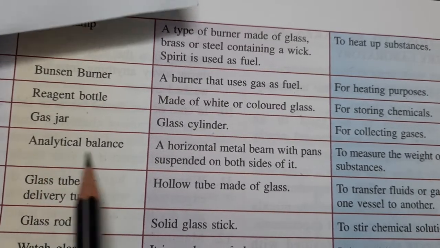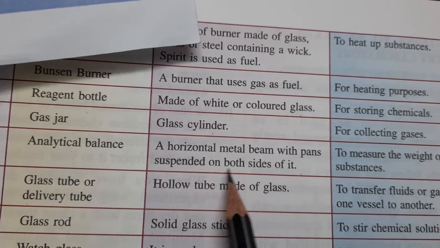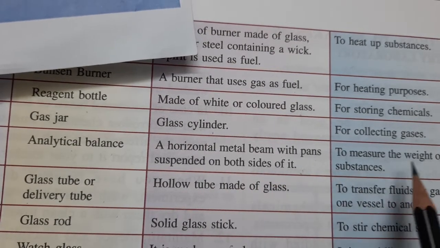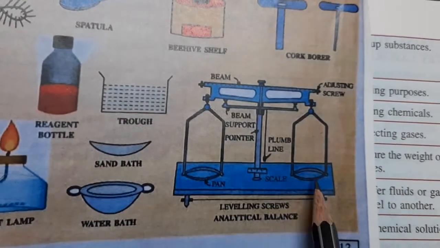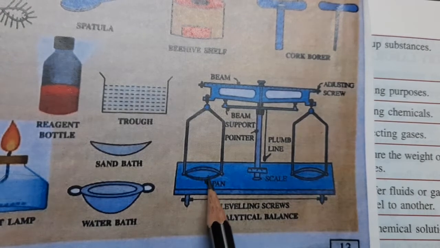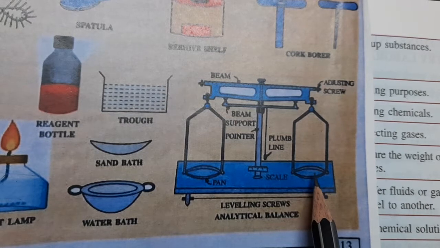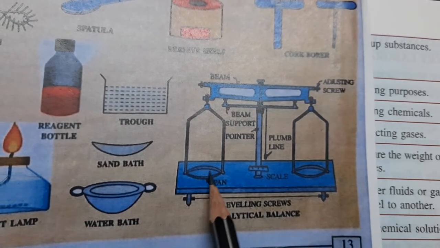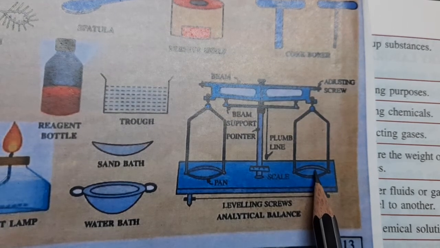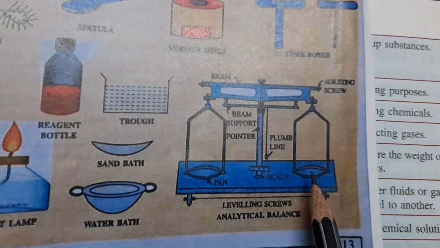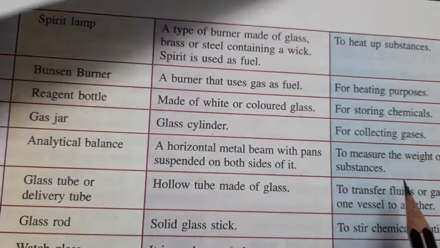Next one, the analytical balance. It has a horizontal metal beam with pans suspended on both sides, and it is used to measure the weight of a substance. This is a pan. On one side we put a particular weight, and on the other side the substance. According to the amount we want, we put the weights here, and according to that we can find out the particular weight or mass of the substance. This is the analytical balance used particularly in a chemistry lab.